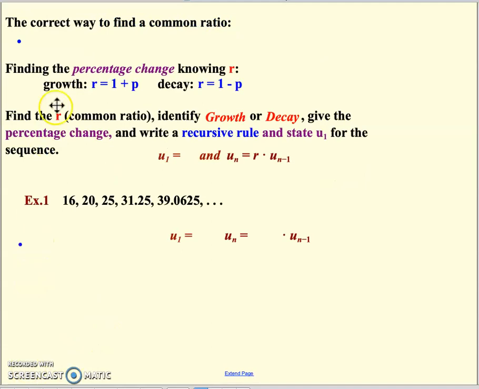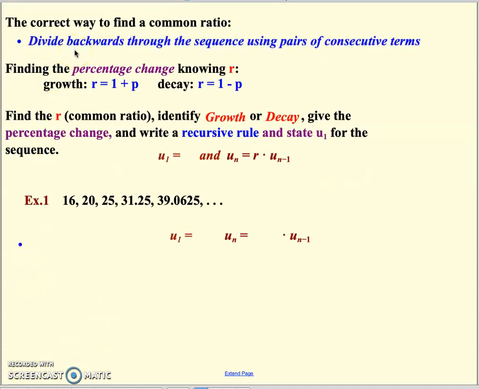So remember in the 1.1 recap, we said the correct way to find a common ratio is actually to divide your way backwards through the sequence using pairs of terms. That may come in handy as we start looking at some of the next set of problems, because maybe our numbers are starting to get big enough or we got decimals and it's not going to be clear to us what the common ratio is. So then by dividing, we can take care of that. So let's get into a problem and talk about growth and decay.